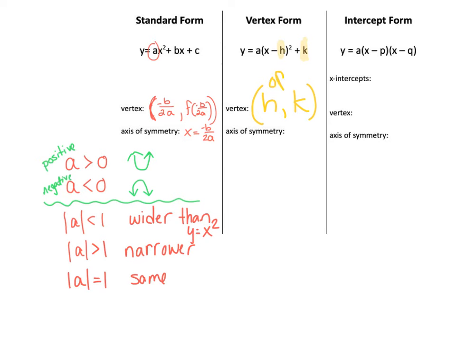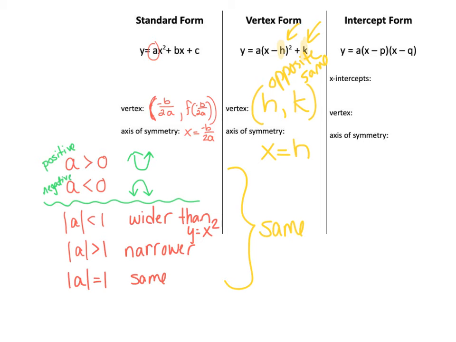Now, I always say opposite, same, okay? So it's the opposite of the number you see inside parentheses, and then the same as the number that's being added or subtracted at the end. The axis of symmetry is, well, it goes through your vertex, so it's x equals h again. Now, the nice thing is here, you don't have to learn any new values for how a affects the graph because the a value is the same as when it's in standard form.